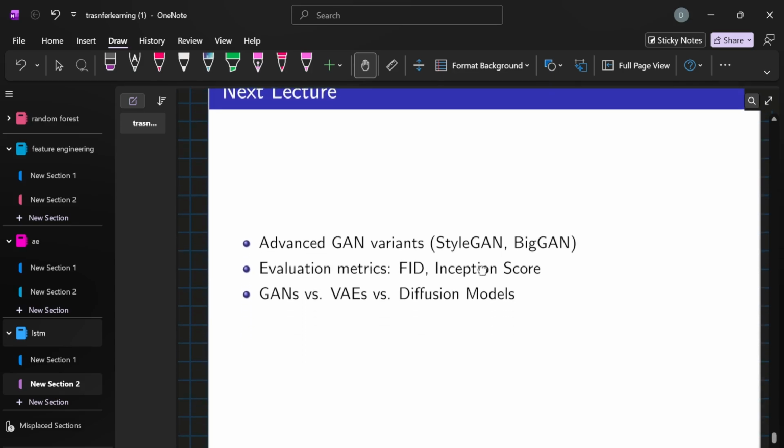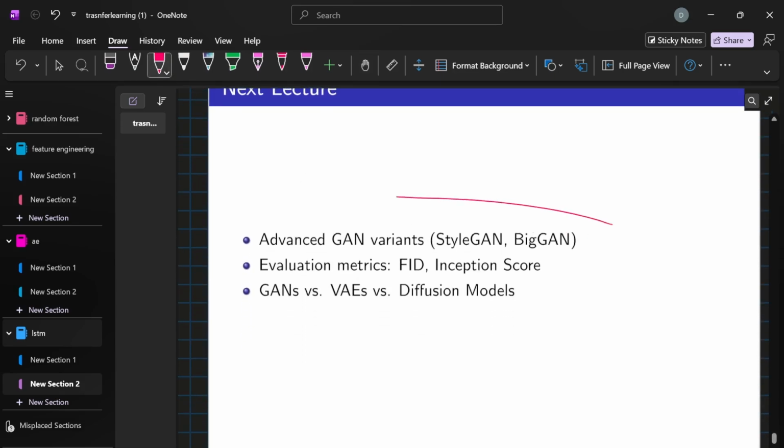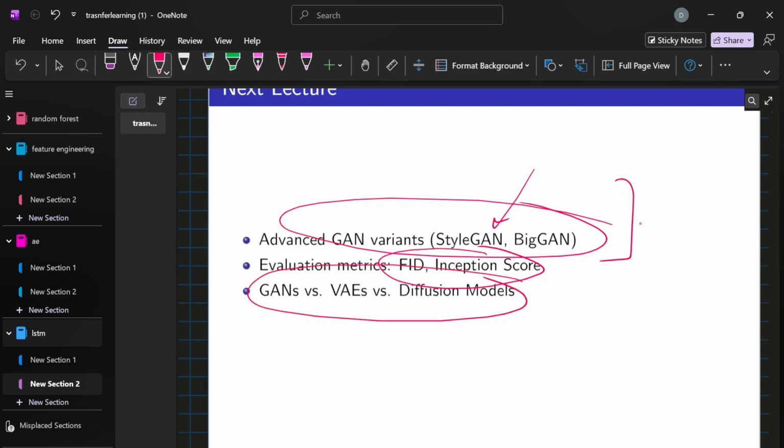Next time we'll go even further, looking at more advanced models like StyleGAN and BigGAN, how we actually evaluate GANs using metrics like FID and the Inception Score, and how GANs stack up against VAEs and diffusion models. This is the third lecture. In the fourth and fifth lectures, we'll be covering the coding part of GANs. GAN is really important, that's why we are covering it in so much detail.